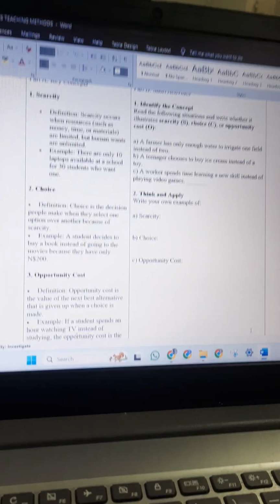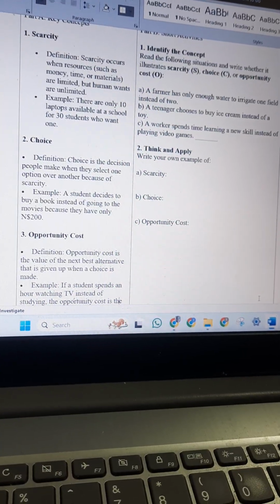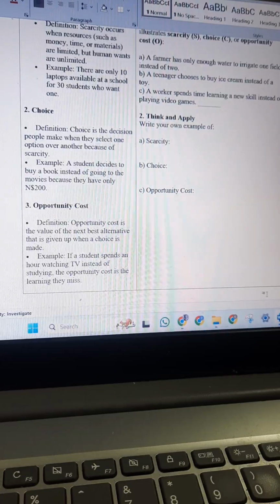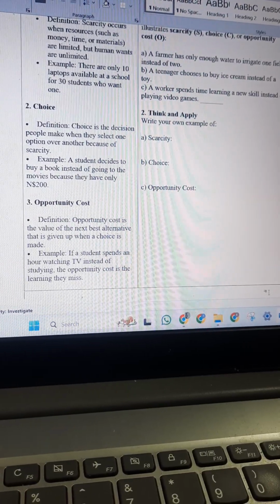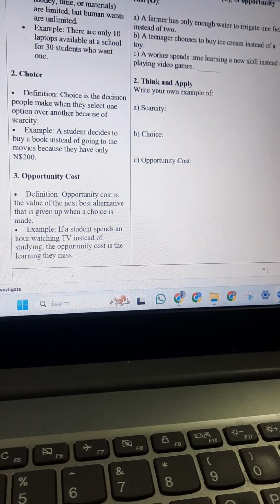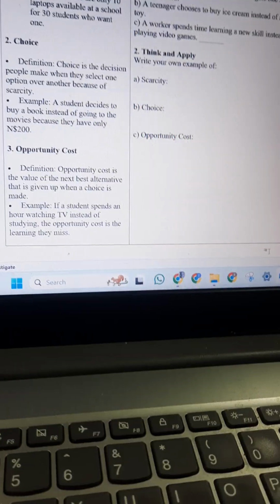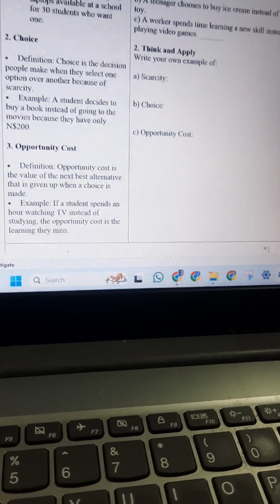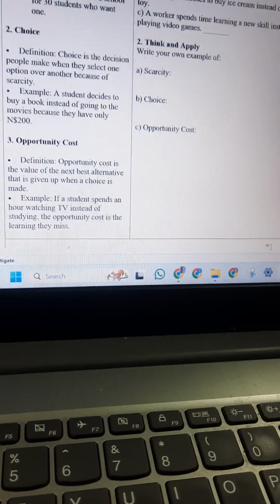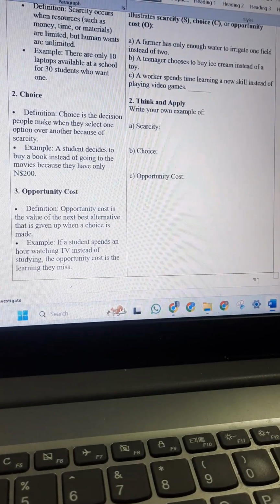Choice is the decision that people make when they are selecting one option or the other. So that is also defining what choice is. Opportunity cost, we have already clearly explained, is the value of the next best alternative that is given up when a choice is made. And what is an example of an opportunity cost? Spending hours watching TV instead of studying. The opportunity cost is the learning they miss.